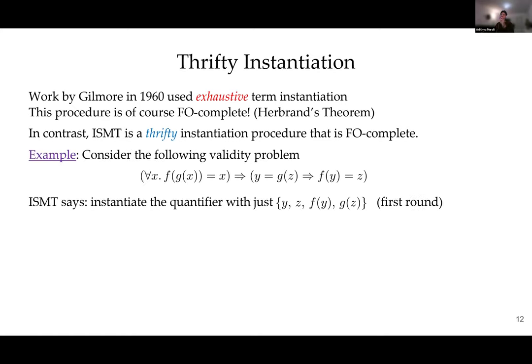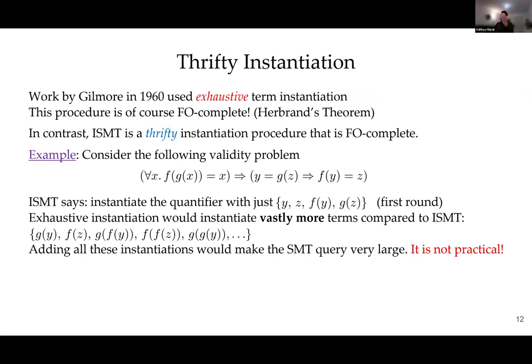To illustrate this thriftiness, let's look at an example. Consider a very simple toy validity problem. You have a quantified formula that says G is a right inverse of F. So you have F of G of X equals X. And then you have that Y equals G of Z, and for F of Y you want to show that it's equal to Z, right? So you've just introduced an intermediate variable Y corresponding to G of Z, and you're applying F again. And because we know F of G of anything equals itself, you should be able to prove this valid. Now, ISMT would say instantiate the quantifier with just the ground terms occurring on the right-hand side. So that would just be Y, Z, F of Y, and G of Z, right? At least in the first round.